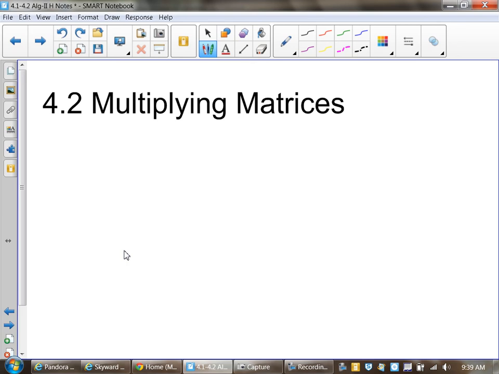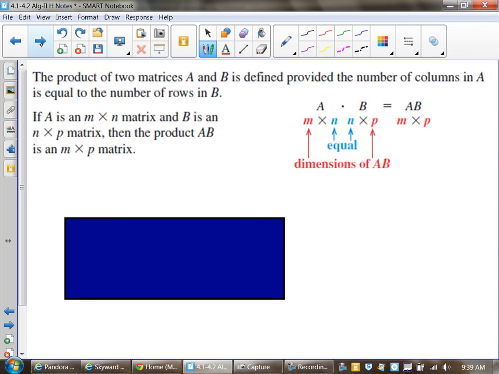But in order to be able to multiply matrices, there has to be a specific pattern that occurs. If you're going to multiply two matrices together, say we have matrix A times matrix B, the combination of the two would be matrix AB. Well, that means it's rows times columns equals rows times columns. The number of columns in the first has to equal the number of rows in the second.